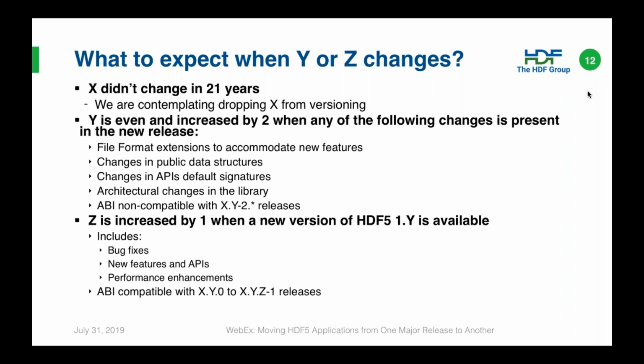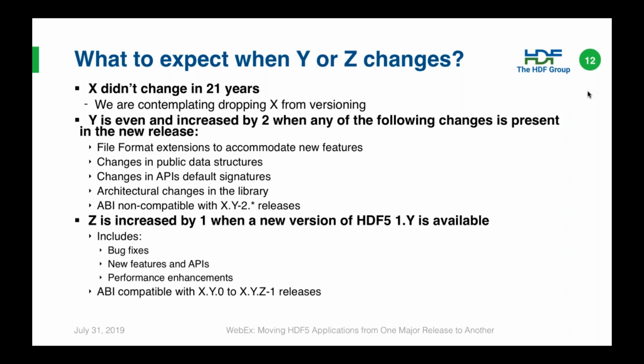We promise that you will always be able to access files in your applications and use them with minimum disruption. The Y version is always even and is increased by 2 when any of the following changes are present in the new release. First of all, there are changes and extensions to the file format that accommodate new features. There are changes to public structures, changes to API default signatures, and there are big architectural changes in the library.